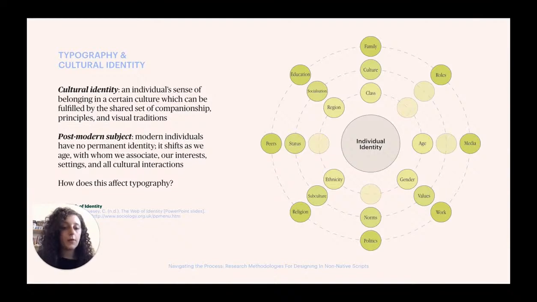In this diagram called the web of identity, we can see all of the different cultural identities we as individuals have. This web of identity is what allows for rich typographic tradition and variation within every culture. Typographic form shifts with different cultural and sociological identities, and it can be used as an indicator of one or more of those identities.